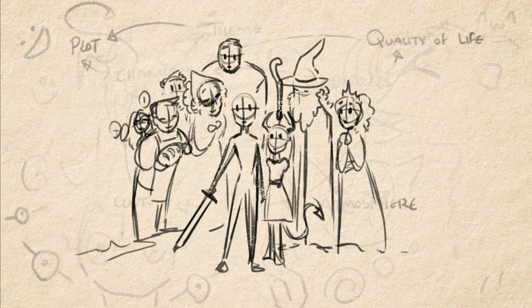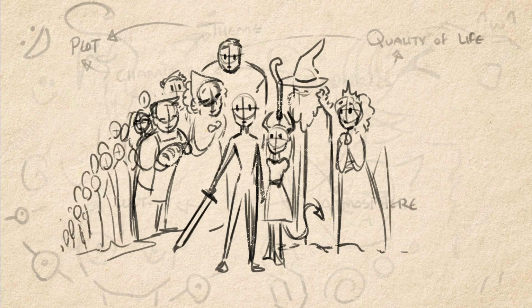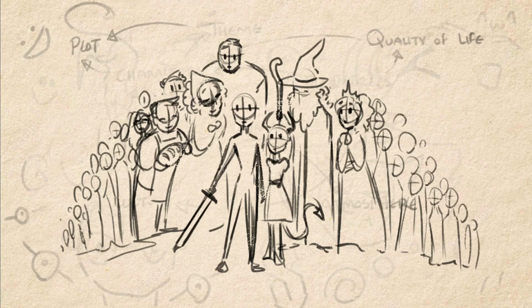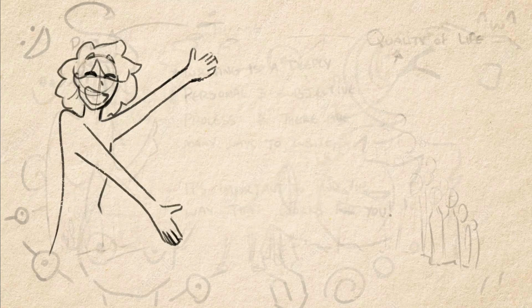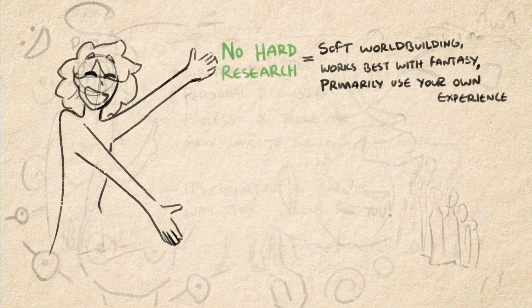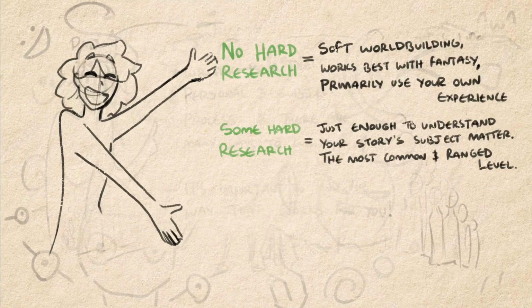Your characters do not exist in a vacuum, and creating a living, breathing world for them to interact with is, in my opinion at least, one of the best things you can do for your story. But creating an intensely detailed world from the ground up is entirely optional. I like to think that they come in levels of intensity. No research, soft research, and hard research.